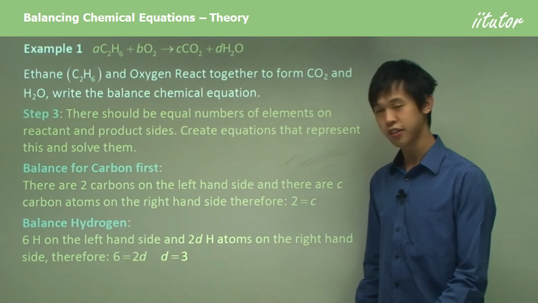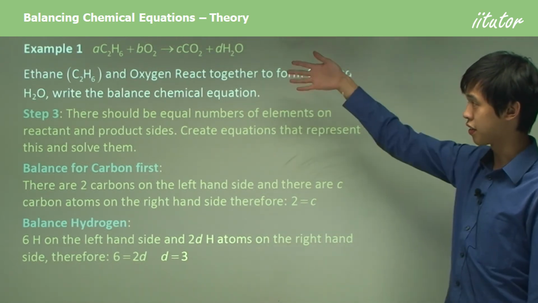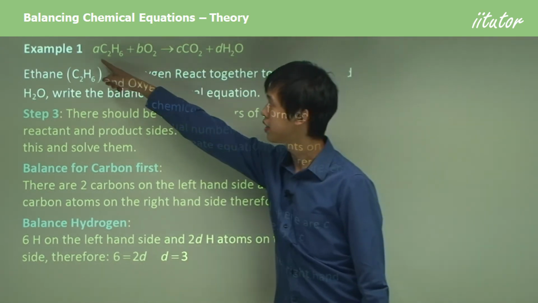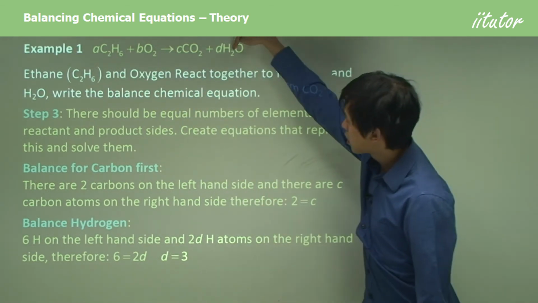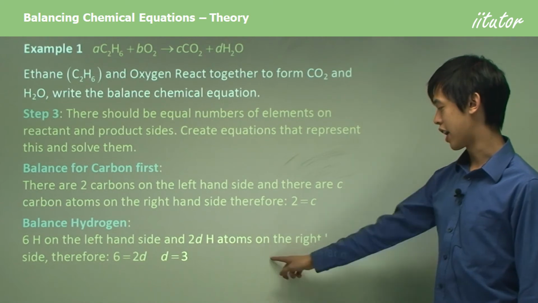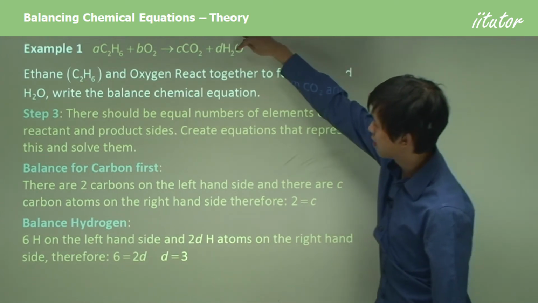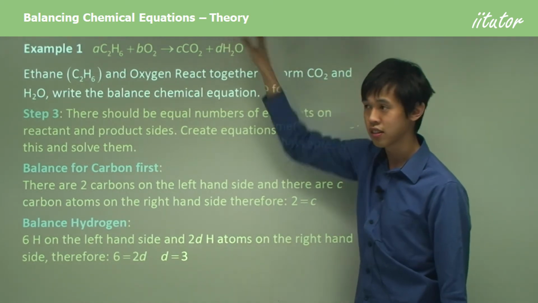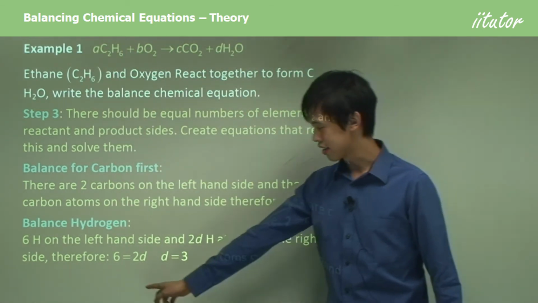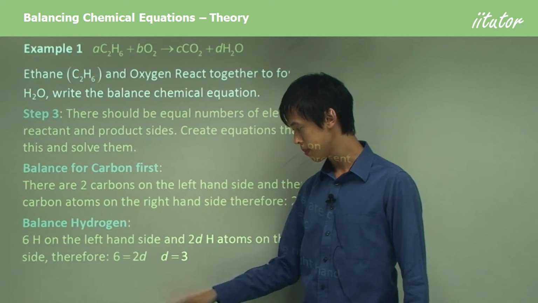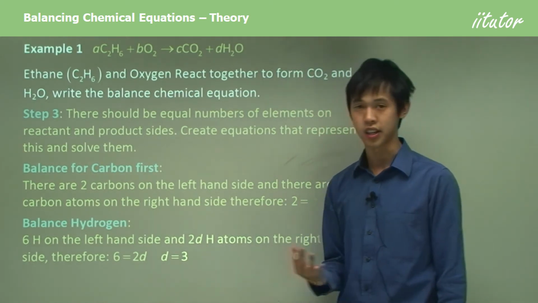We balance hydrogen next. There are 6 H's on the right-hand side, because remember A is 1. So 1 times 6 is 6. And there are 2 times D H atoms on the right-hand side. So there are 2 times D of these H's on this side. There are 6 on this side. So we write that down as 6 must equal 2D. Now if we rearrange that, D equals 3.